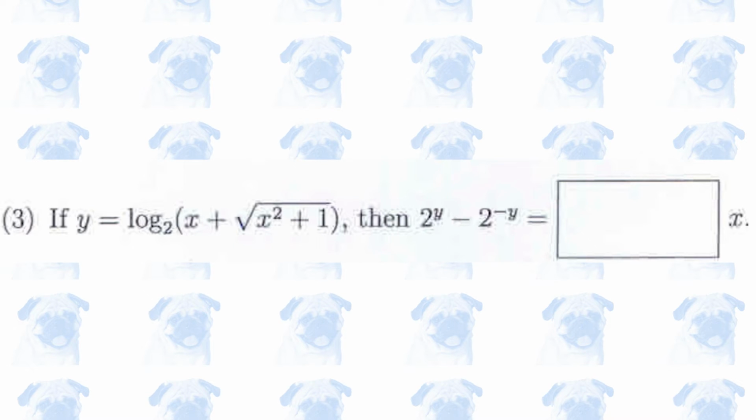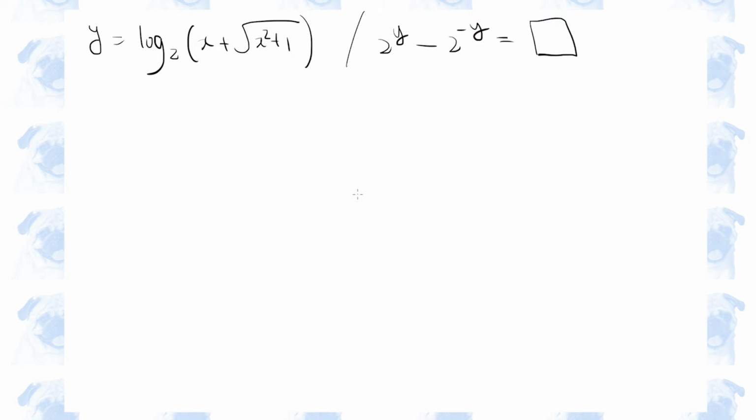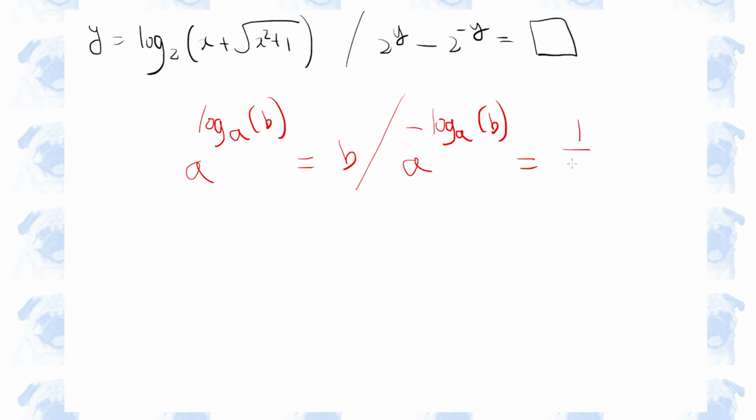Question 3. We are told that y equals log base 2 of x plus root x squared plus 1. And we are to find the value of 2 raised to the power of y minus 2 raised to the power of minus y. If a is raised to the power of log base a of b, then this is equal to b. Similarly, if a is raised to the power of minus log base a of b, this is equal to 1 over b.